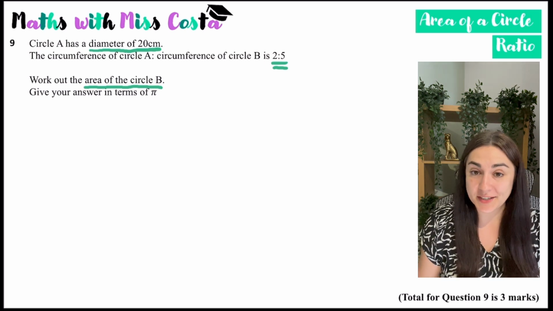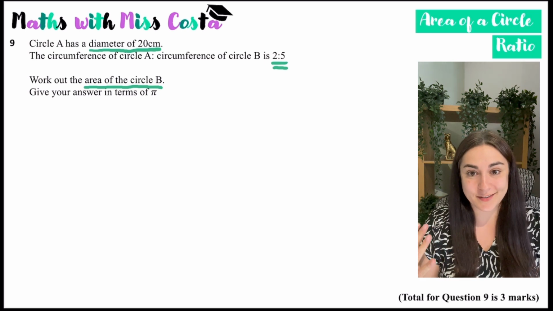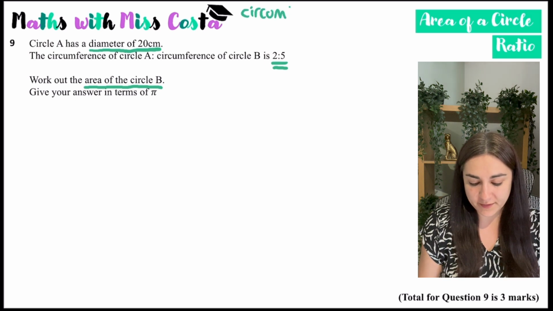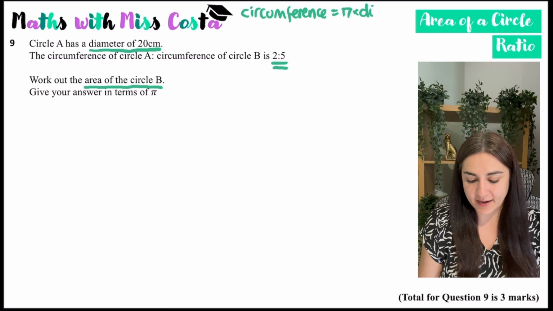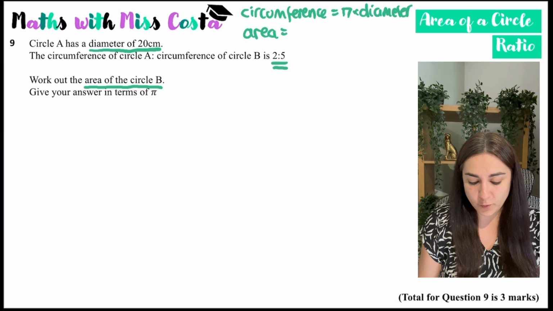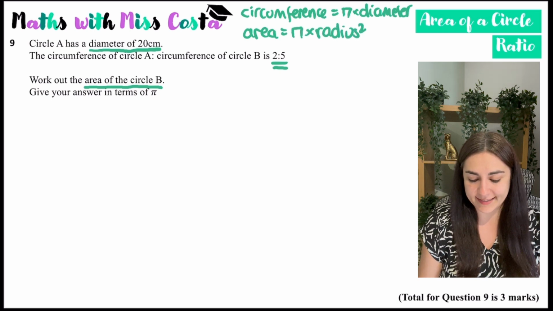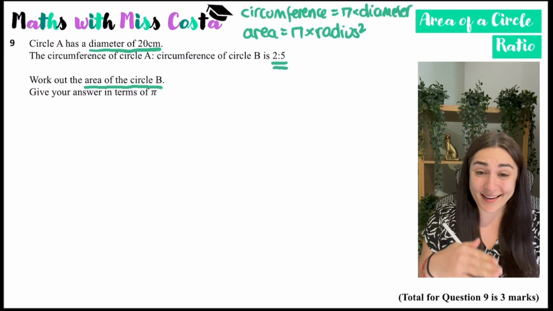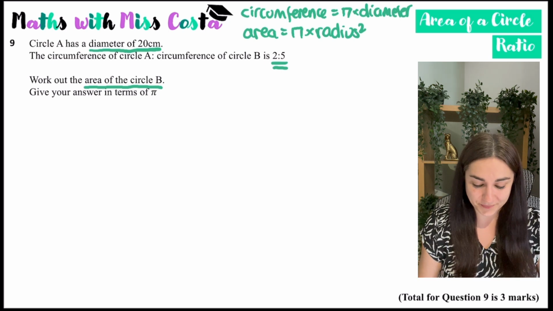So in this question, it's really helpful to think back to the formulas for a circle's circumference and area. The formula for the circumference of a circle is pi times the diameter. This is also going to be on your formula sheet, so you can use that if you don't know this off by heart. And the formula for the area of a circle is pi times the radius squared. So it's really helpful to write out the things that you know so that they can help you in the question later on.